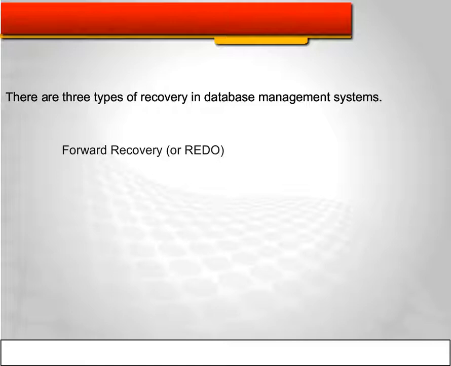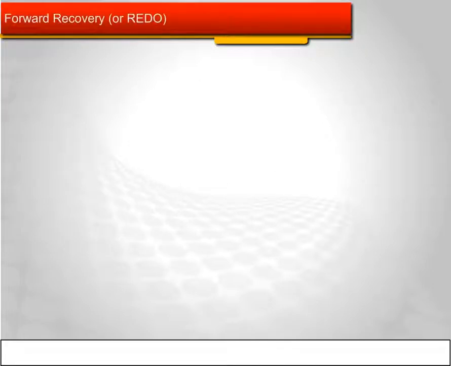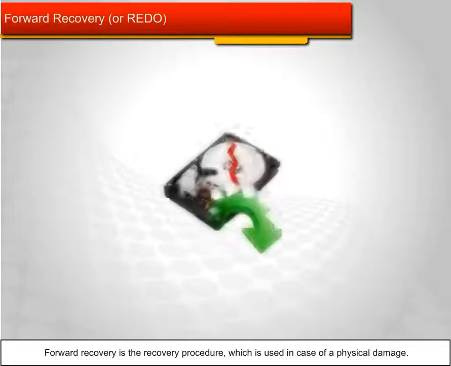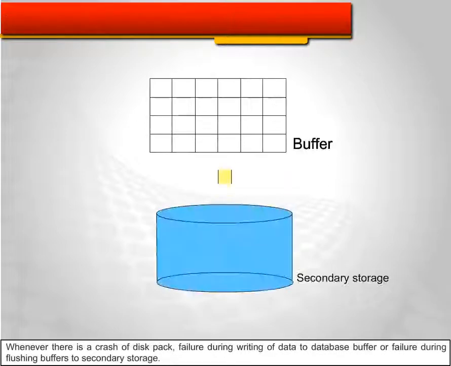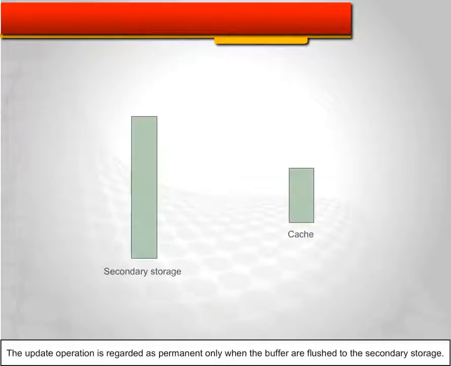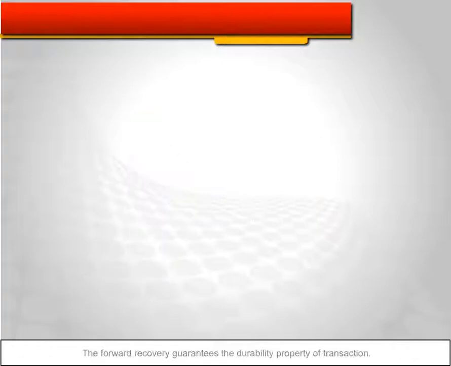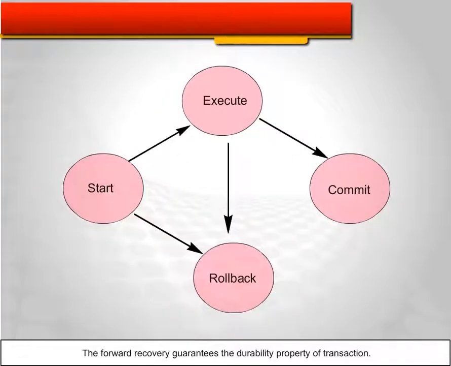First, it determines the type and extent of the required recovery. Suppose the entire database needs recovery: forward recovery or redo. Forward recovery is the recovery procedure which is used in case of a physical damage. Whenever there is a crash of disk, failure during writing of data to database buffer, or failure during flushing buffers to secondary storage. From this buffer, data is transferred to and from secondary storage of the database.